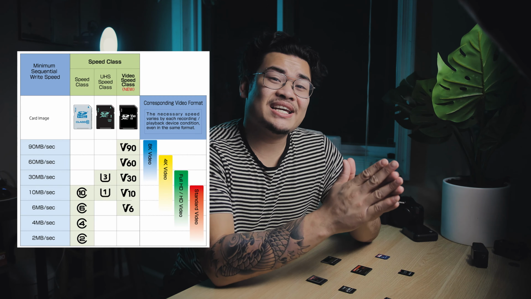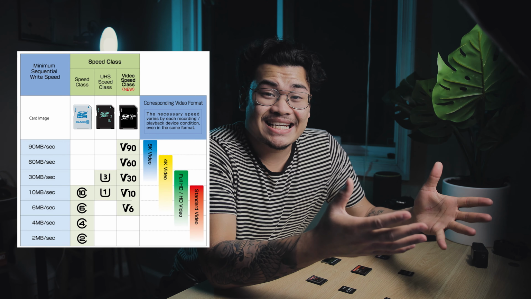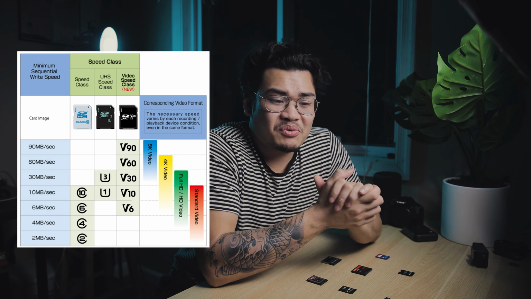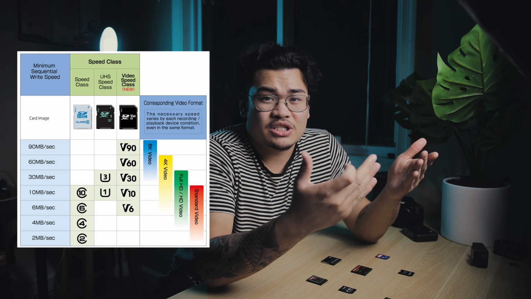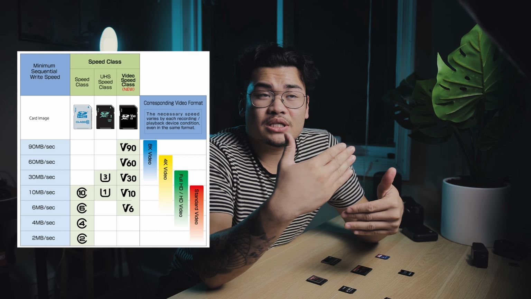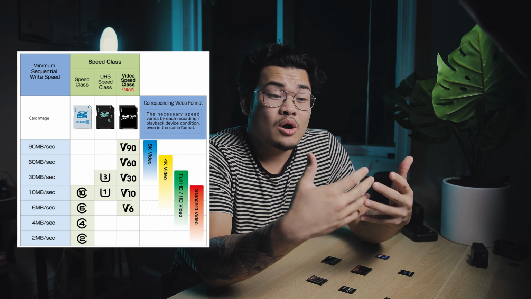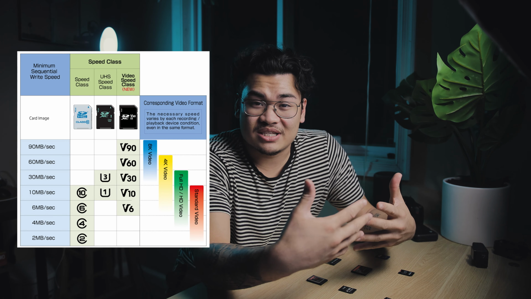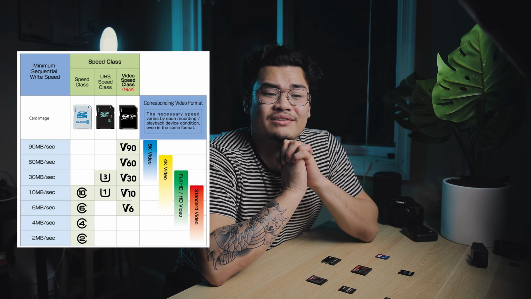Then class 4 is 4 megabytes per second, class 6 is 6 megabytes per second, and class 10 is 10 megabytes per second. Okay, easy. Then we also have your faster ultra high speed cards. The class 1 ultra high speed card is going to be 10 megabytes per second, and class 3 is going to be 30 megabytes per second. So if you have a class 3 card, it's going to be a lot faster. But then we get even more.